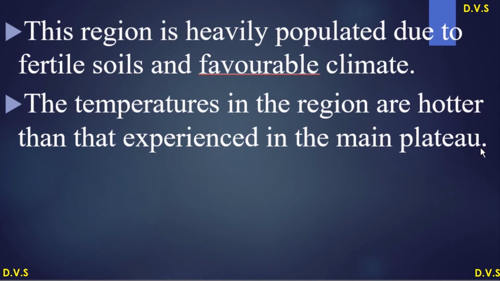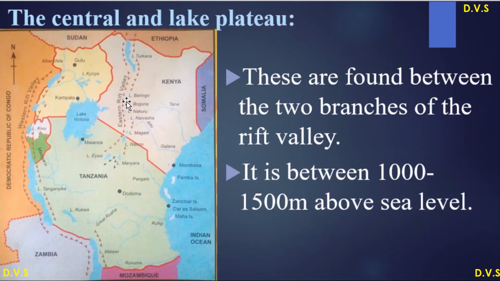This region is heavily populated due to fertile soils and favorable climate. The temperatures in this region are hotter than those experienced in the main plateau. We should know that this is the same region around Victoria, where we have thick forests like the Mabira forest. In this same region, the Central Plateau, we have the Budongo forests and the Kagombe forests. Because of the amount of rainfall received, it is fertile, and crop growing is dominant, as well as activities such as inland or freshwater fishing.